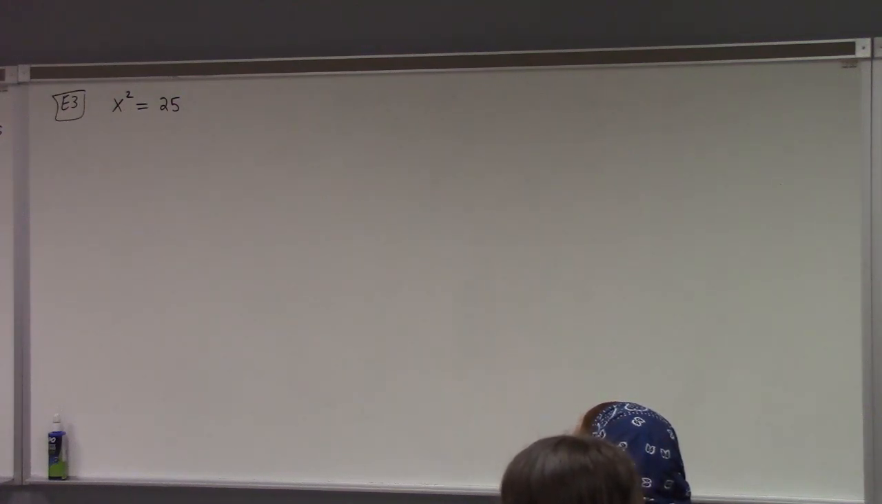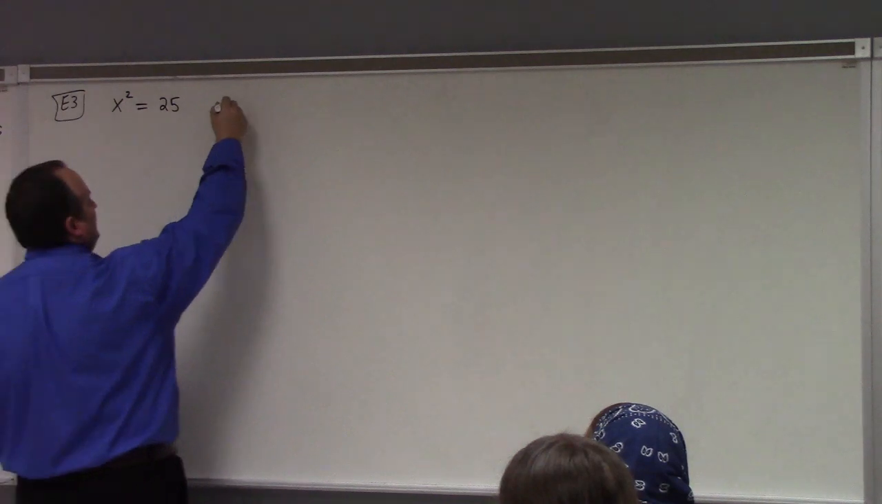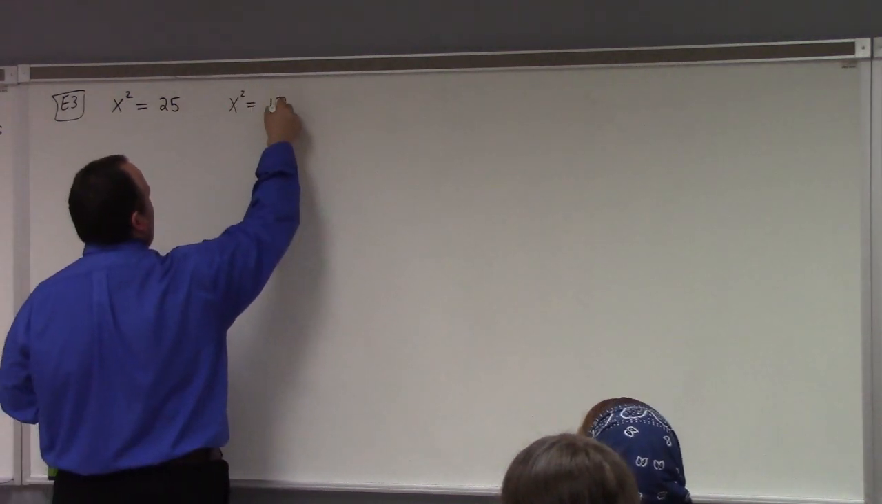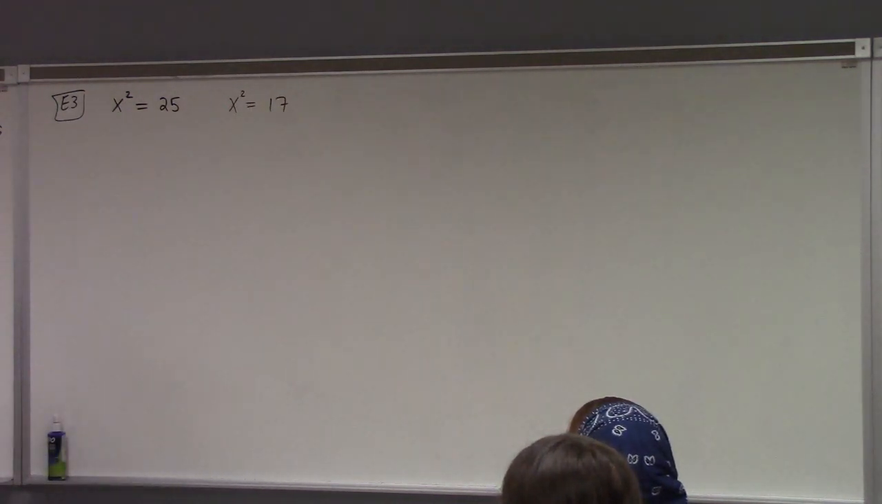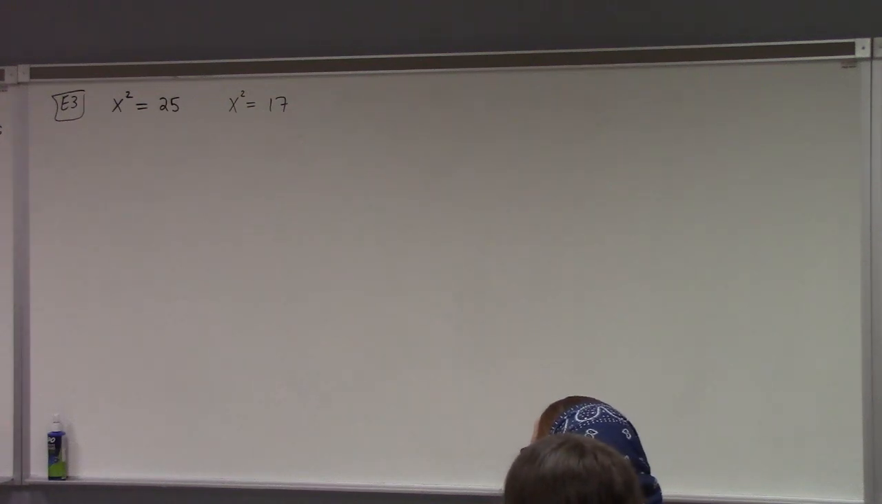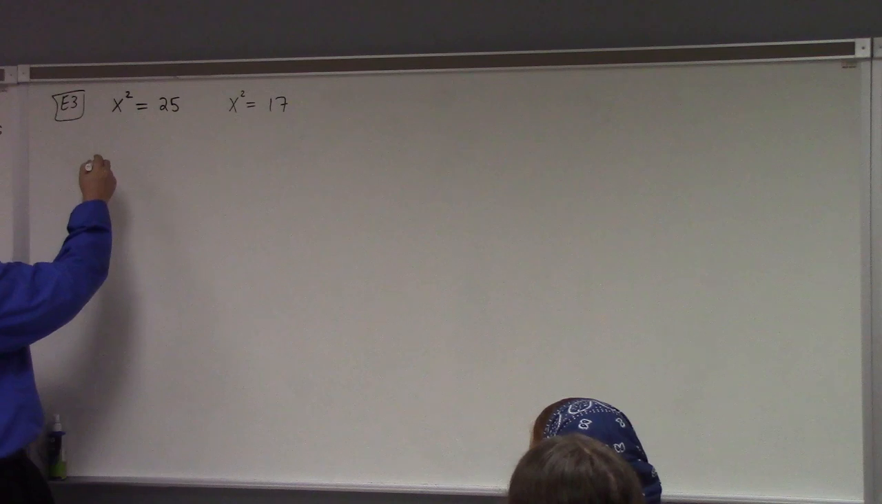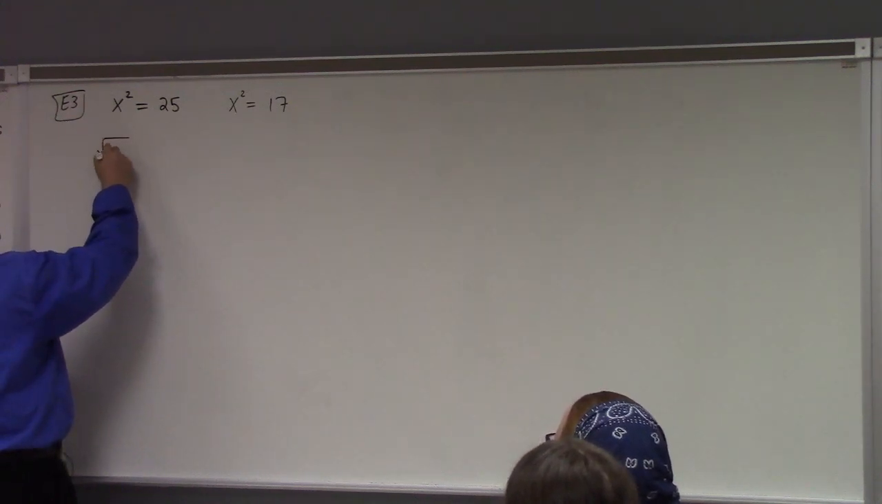Like, what if instead of 25, I had x squared equals 17? What would you do then? Square root both sides. Squaring would just make it worse. If I square root both sides. Oh, square root both sides. All right, now we got something.